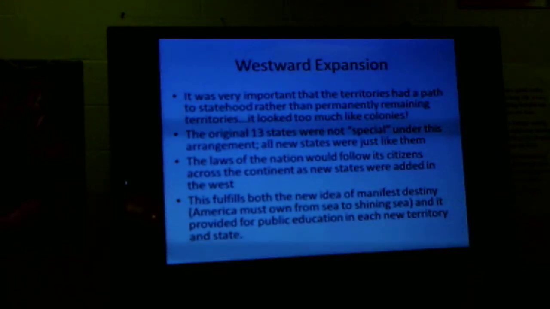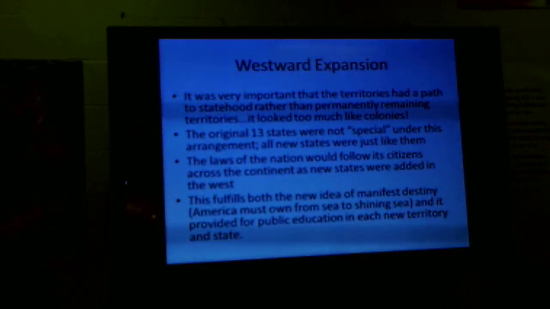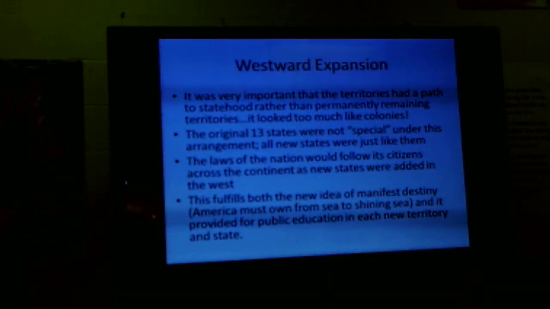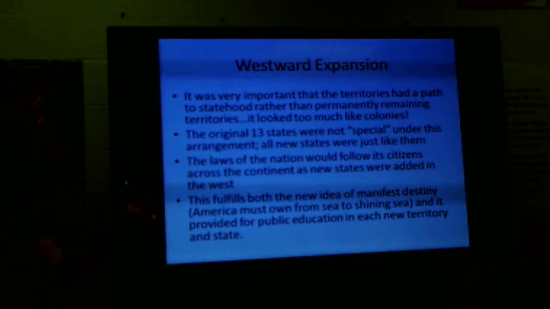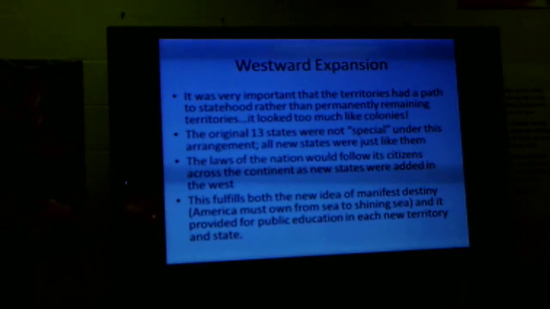It was very important that the territories had a path to statehood rather than permanently remaining territories. It looked too much like colonies like the British had. The original 13 states were not special under this arrangement. All new states were just like them, had the same amount of power based on population. Of course, they'd have 2 senators in the Senate, and they'd have enough people in the House of Representatives based on their population. That's our bicameral legislature that we came up with. The laws of the nation would follow its citizens across the continent as new states were added in the West.